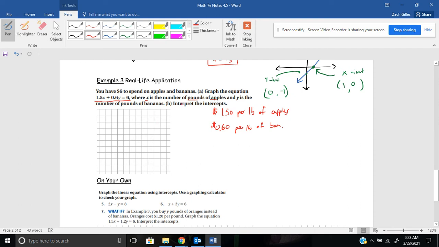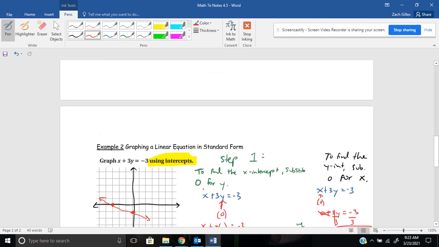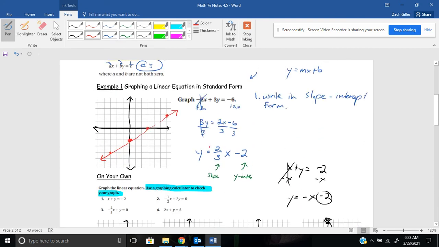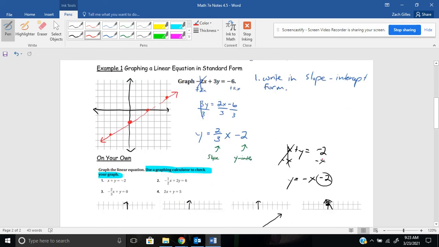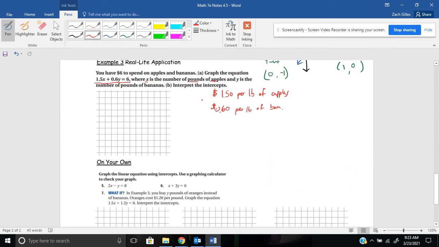So we have two methods that we could try. We could use the intercept method, just like we did here, or we could convert it to slope-intercept form. Either of those methods will work for this problem. And then it wants us to interpret the intercepts. So I'm going to highlight that just so I don't forget it. But that basically means, what does that mean in the context of the problem? What's the real life meaning behind the intercepts when we graph that?